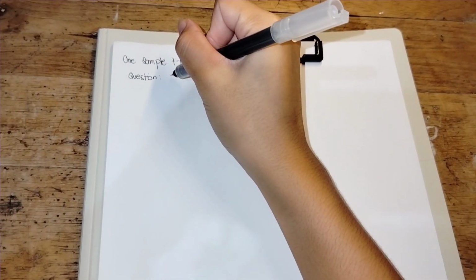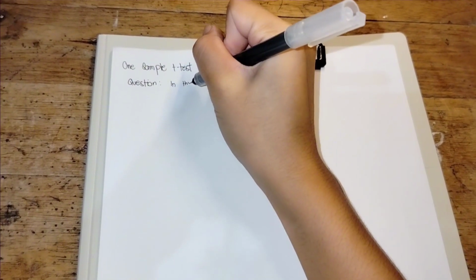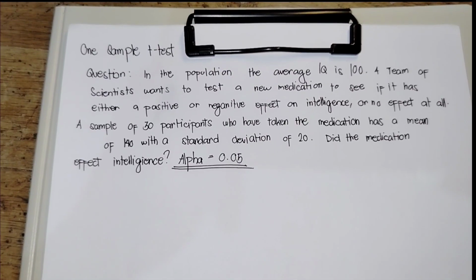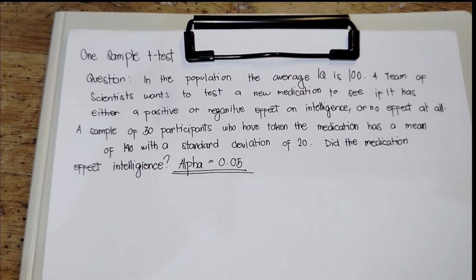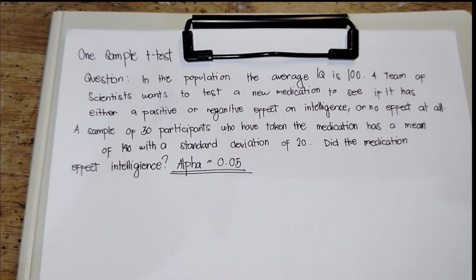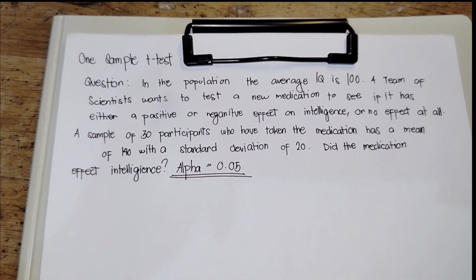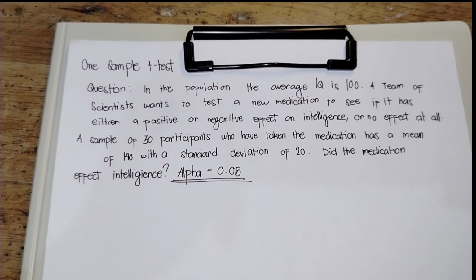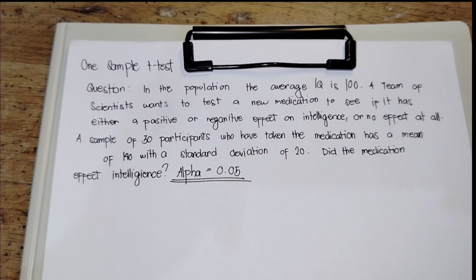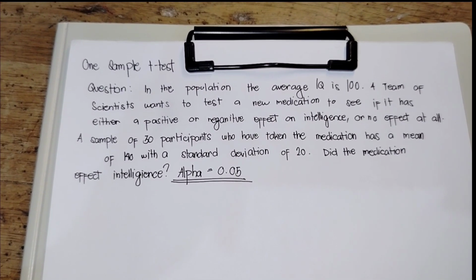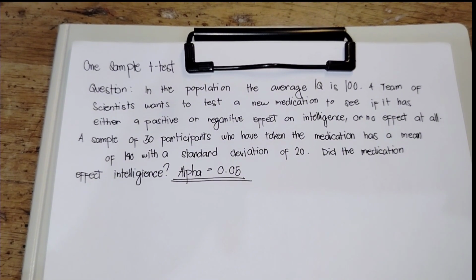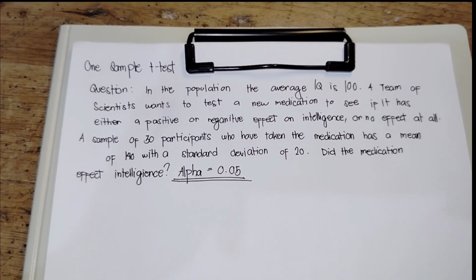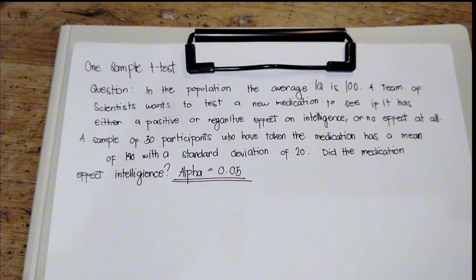This is a sample about one sample t-test. So this is the question. In the population, the average IQ is 100. A team of scientists want to test a new medication to see if it has either a positive or negative effect on intelligence or no effect at all. A sample of 30 participants who have taken the medication has a mean of 140 with a standard deviation of 20. Did the medication affect intelligence?